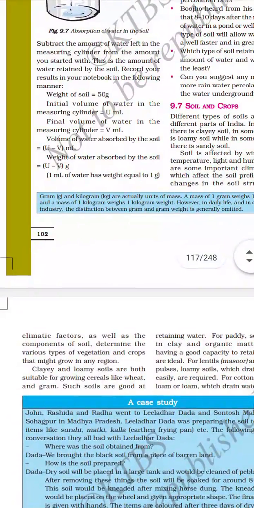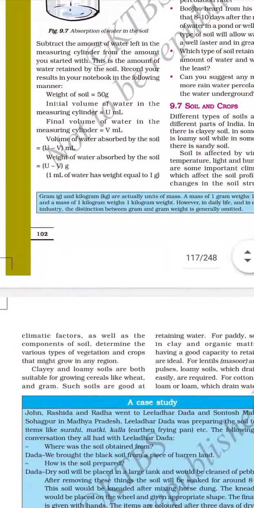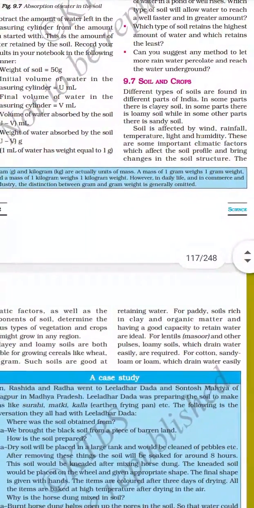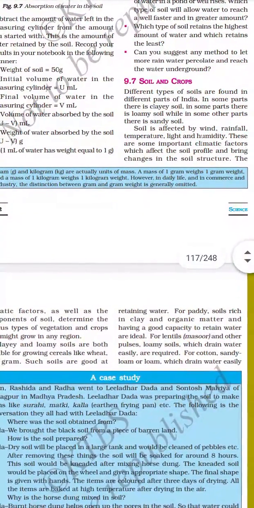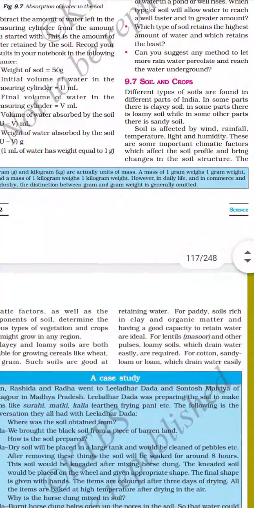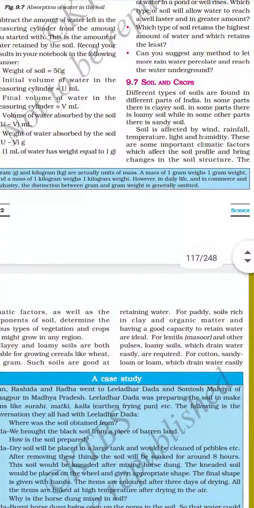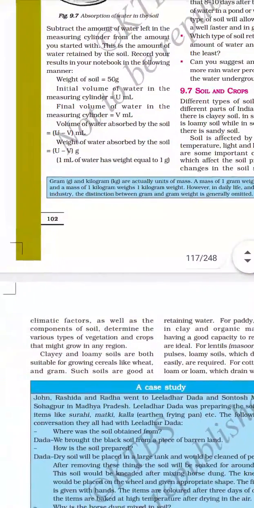The components of soil determine various types of vegetation and crops that may grow in any region. Clayey and loamy soils are both suitable for growing cereals like wheat and gram. Such soils are good at retaining water. For paddy, soils rich in clay and organic matter, with good capacity to retain water, are ideal. For lentils and other pulses, loamy soils which drain water easily are required. For cotton, sandy loam or loam which drains water easily.